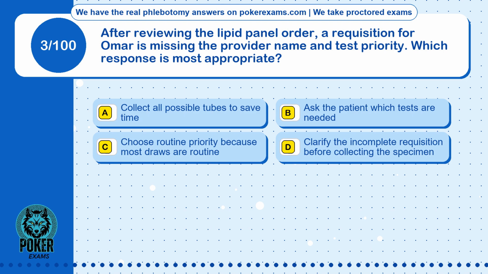Question 3. After reviewing the lipid panel order, a requisition for Omar is missing the provider name and test priority. Which response is most appropriate?